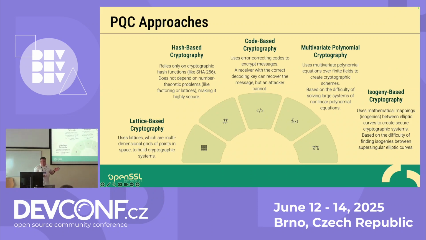So PQC approaches, most probably you know about them. Lattice-based, hash-based, code-based, multivariate polynomial cryptography, and isogeny-based. For now, the approved ones are lattice-based and hash-based. Nothing else yet. There is ongoing work. Most probably we will see other algorithms soon. The next one, almost approved, is Falcon, which is again lattice-based.